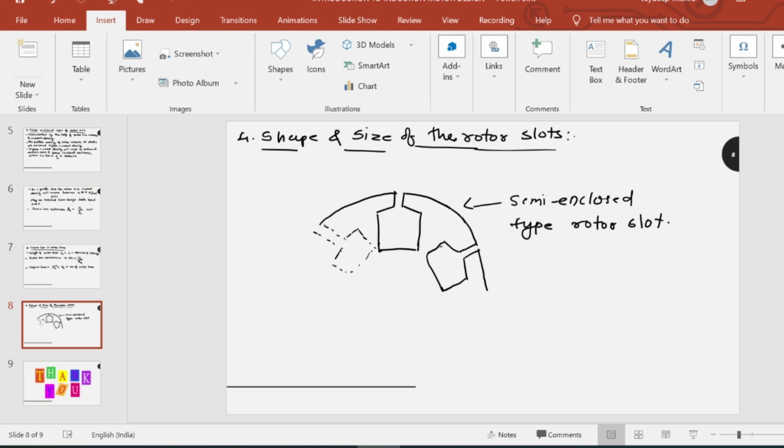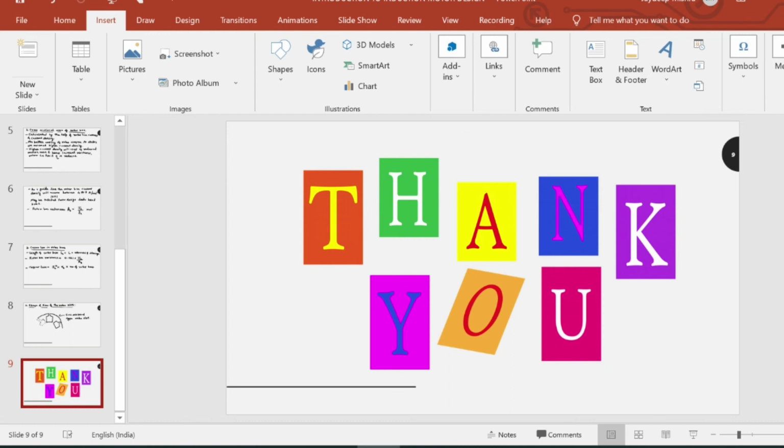So now we will wind up this lecture here, and today we learned the rotor bar current, then cross sectional area of the rotor bar, then copper loss in rotor bar, then shape and size of the rotor slot.